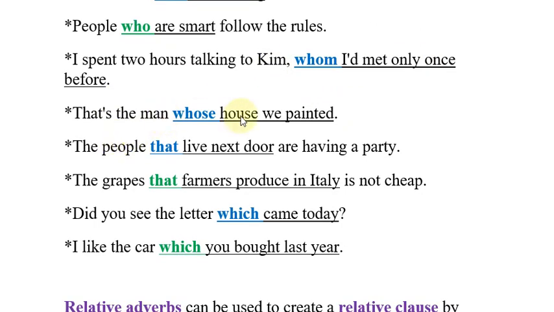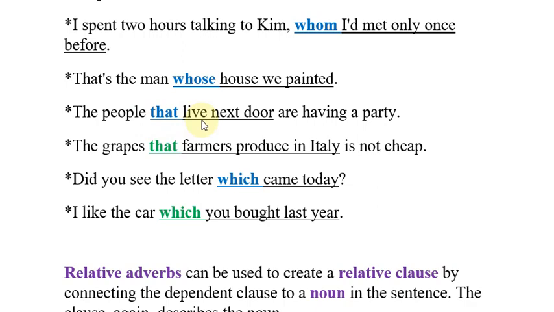That's the man whose house we painted. Whose house we painted is an adjective clause. It talks about the man. The people that live next door are having a party. The people that live next door, this one is an adjective clause. It gets back and talks about people.